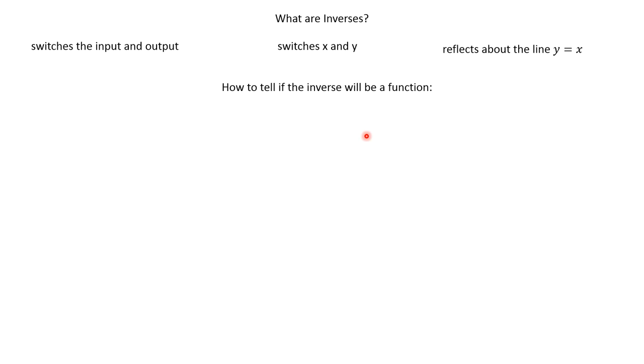So, how can we tell if the inverse will be a function? We do what's called the horizontal line test. Now you're familiar with the vertical line test. That tells you if the graph itself is a function. The horizontal line test tells you if the inverse will be a function. The rules are the same. If it passes through the graph more than once, then no, the inverse will not be a function. If it only hits it once, then yes, the inverse will be a function.